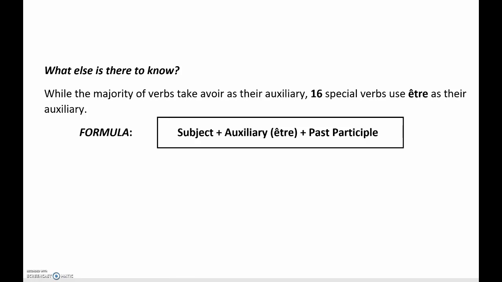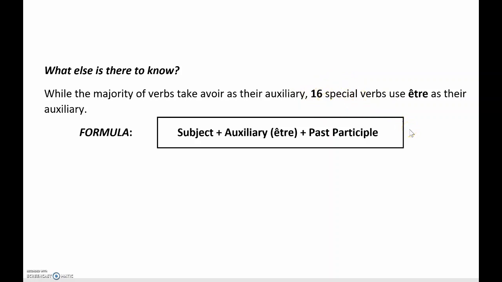So what else is there to know about the Passé Composé? Well, as I kind of alluded to before, the majority of the verbs we've been dealing with take avoir as our auxiliary in the Passé Composé. But there are a certain select few verbs that take être as their auxiliary. In fact, there are 16 of those verbs, and we are going to learn about those today.